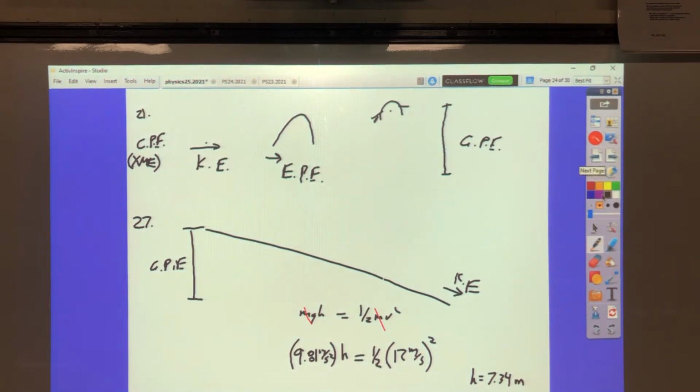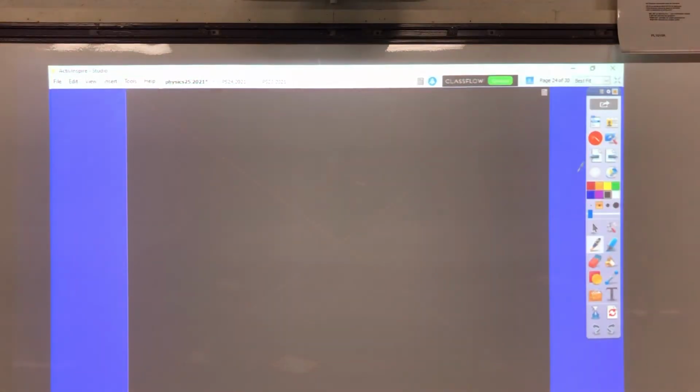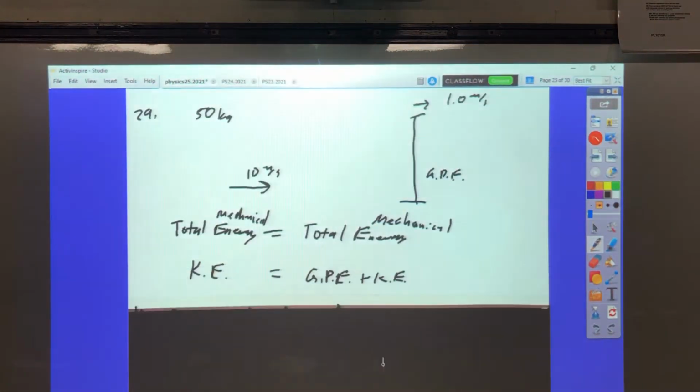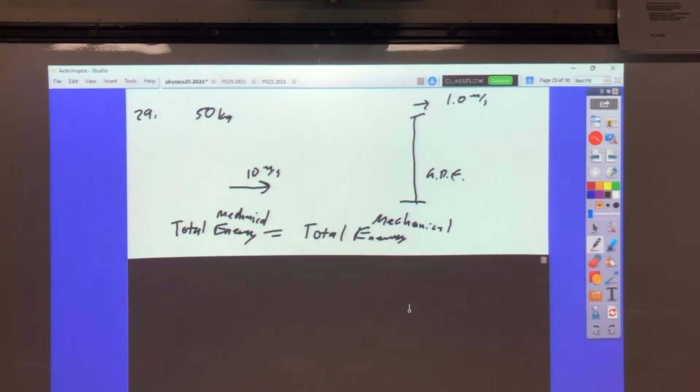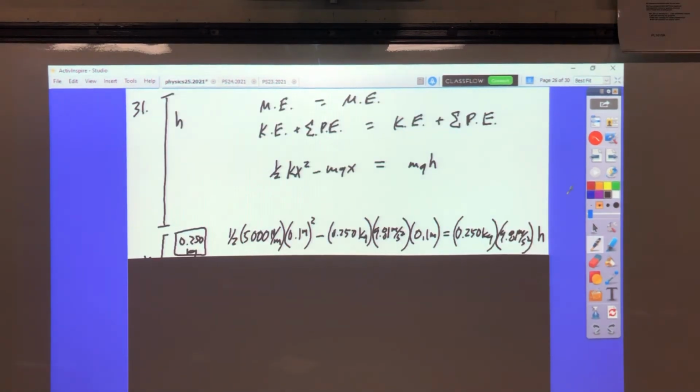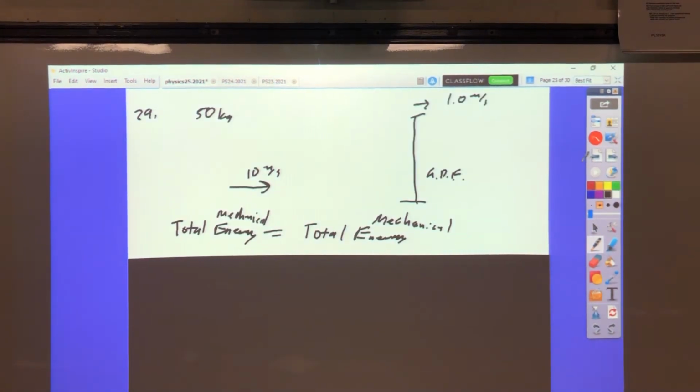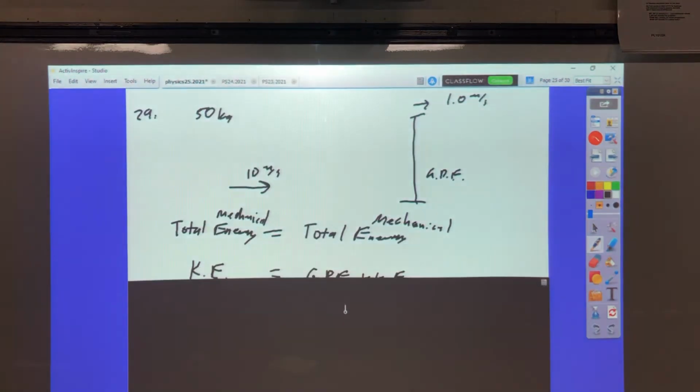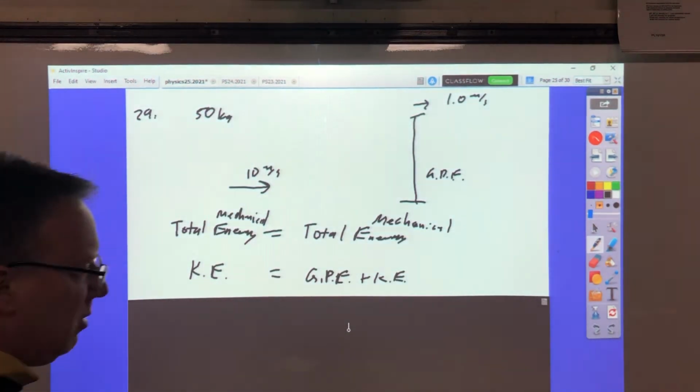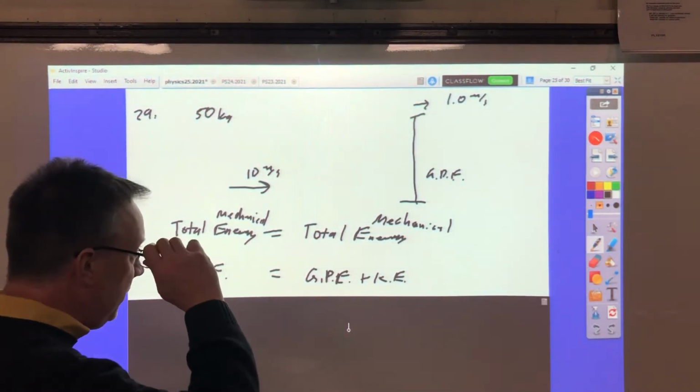Okay, let's go on to the next one, which is, I can't see, did I do this one differently? I don't remember doing this one. Oh, 50 kilogram pole vaulter running at 10 meters per second goes over the bar at 1 meter per second. How high was the jump? Okay. So, first of all, a pole vaulter is not going to run 10 meters per second. That's like Usain Bolt fast, and you're not going to do that with a pole.